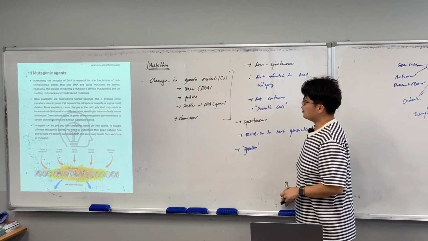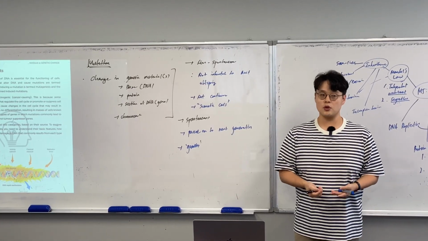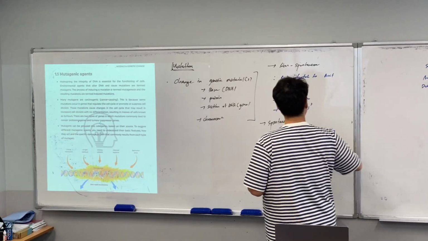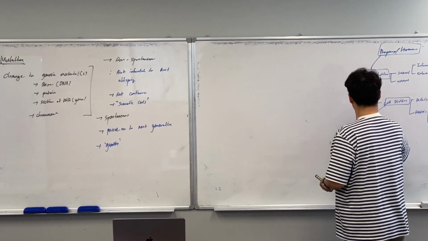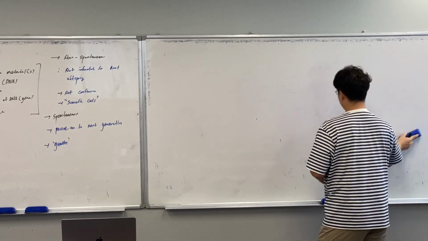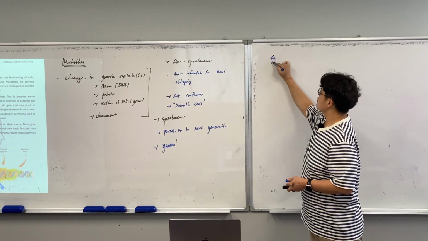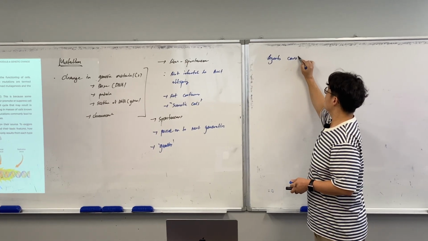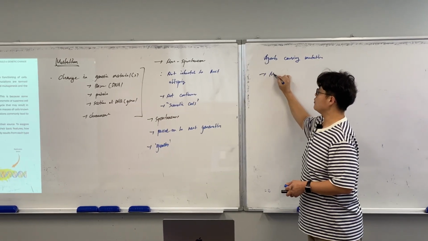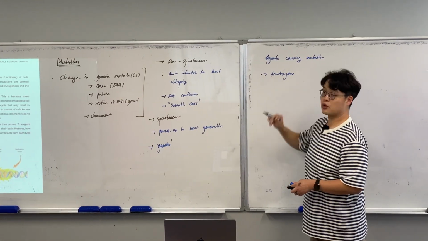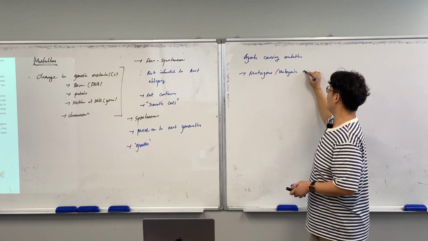Okay, we can also differentiate mutations by looking at what causes the mutations. There are many factors, but in general, the agents causing the mutation are known as mutagens, or also known as mutagenic agents.